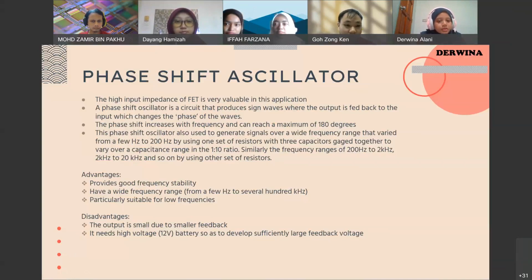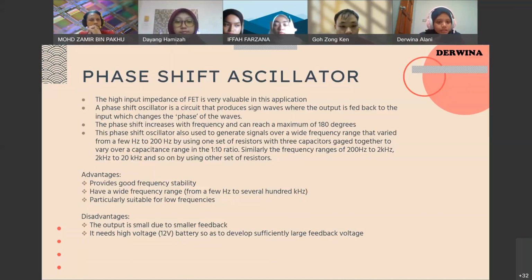The phase shift will increase with frequency and can reach a maximum of 180 degrees, and it also can be used to generate signals over a wide frequency range that vary from a few Hz to 200 Hz by using one set of resistors with three capacitors ganged together to vary over a capacitance range in the 1:10 ratio. Similarly, the frequency ranges of 200 Hz to 2 kHz, 2 kHz to 20 kHz, and so on by using other set of resistor.